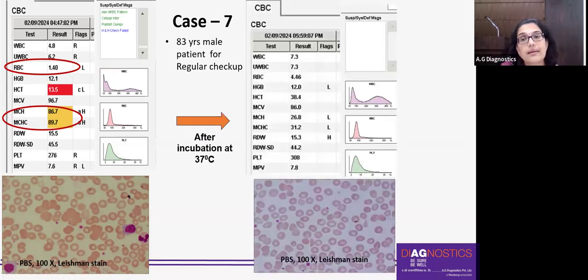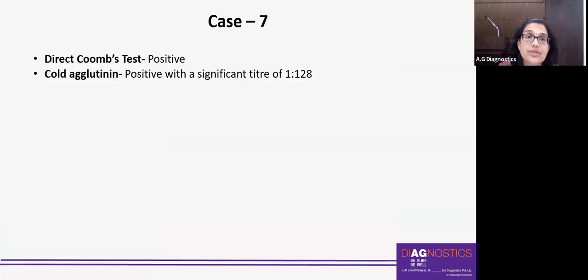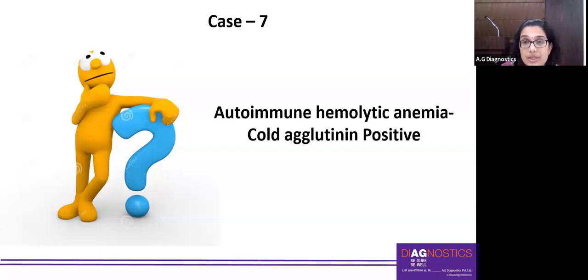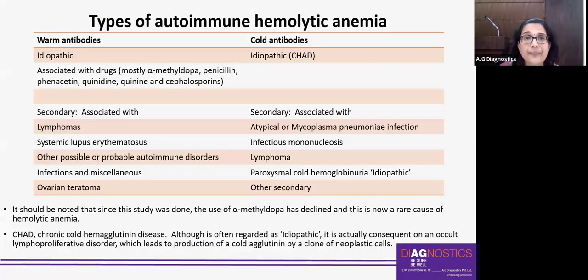So with incubation, the RBC agglutinates disappeared, the count came back to normal, so did the hematocrit and MCHC, and the peripheral blood smear picture, as can be seen in the image on the right. Direct Coombs test was positive, a cold agglutinin test was positive with a significant titer of 1 in 128. So this was a case of autoimmune hemolytic anemia, cold agglutinin positive.